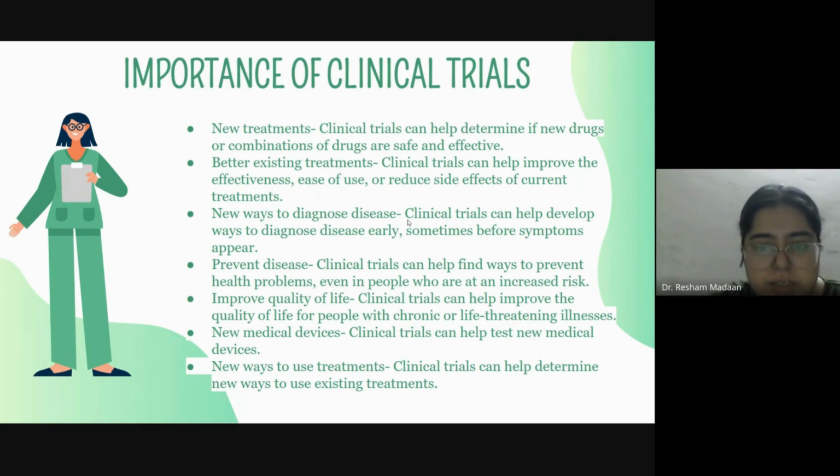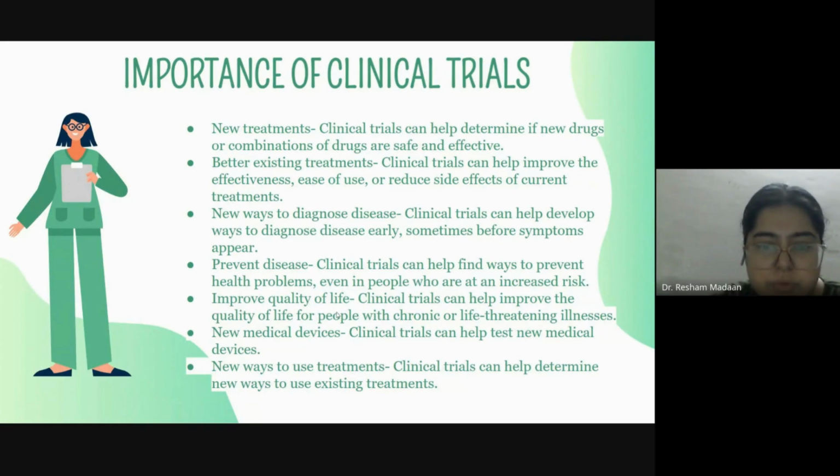New ways to diagnose a disease. Clinical trials can also help us to detect ways to diagnose a disease early, sometimes even before the symptoms appear. Because trials are happening and so many patients are in consideration, we can very easily find new ways to diagnose these diseases. Then it is also helpful to prevent disease, like you studied about the vaccines. We can even prevent disease in people who are at an increased risk of the disease.